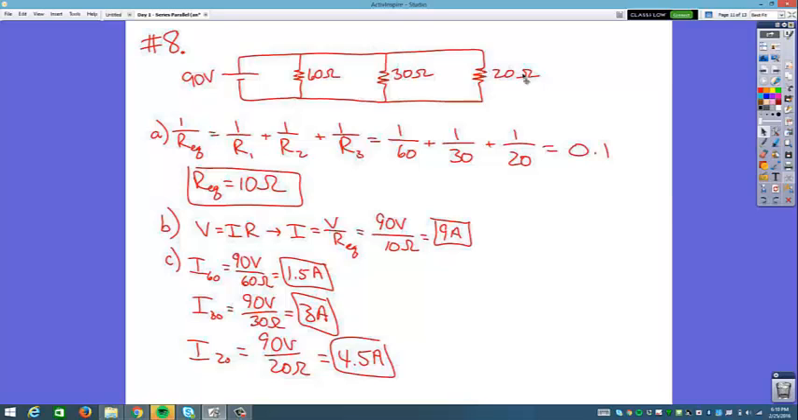So for the first one, I have a potential of 90, and then it's connected to a 60 ohm resistor. That's it. The other 2 paths are irrelevant. So I'm going to do 90 over 60, which gives you 1.5. Do the same thing for the 30 ohm resistor. Again, it's its own separate circuit. It's like the other 2 don't exist, so it's 90 divided by 30, which gives you 3 amps. And then for the last one, it's 90 over 20, which gives you 4.5. So you'll see that you end up with completely separate values for every single one of them.